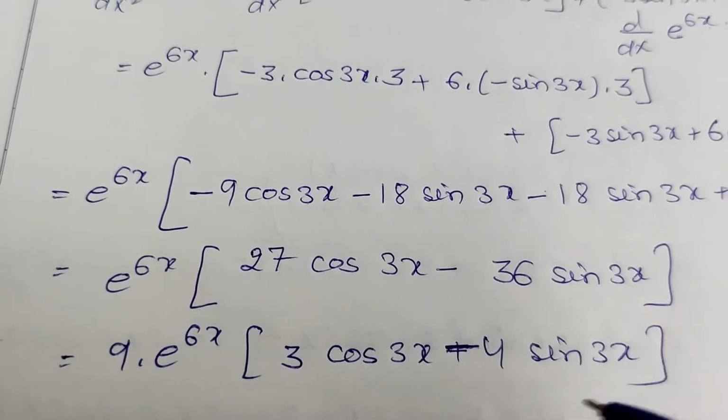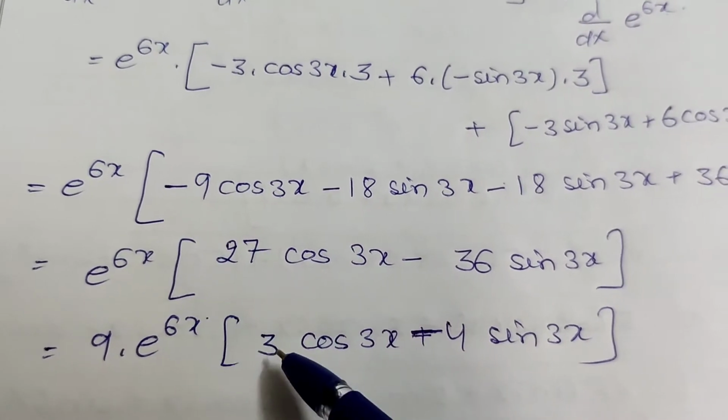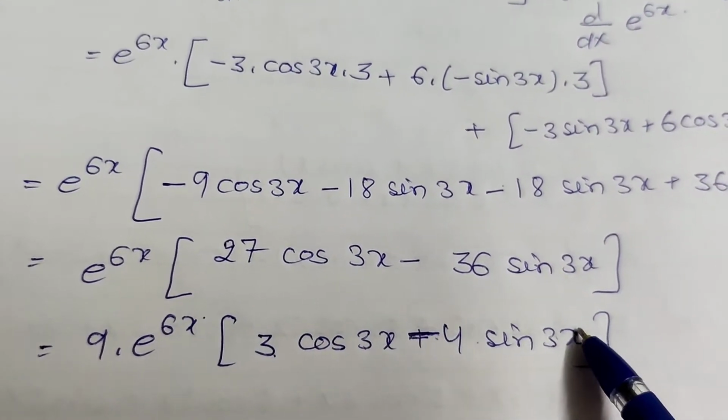This is the final answer: 9 e raised to power 6x, 3 cos 3x minus 4 sin 3x.